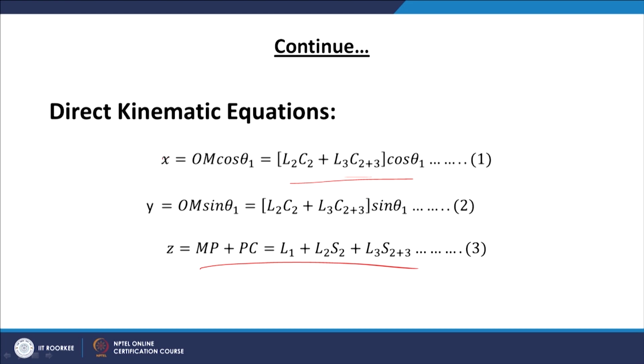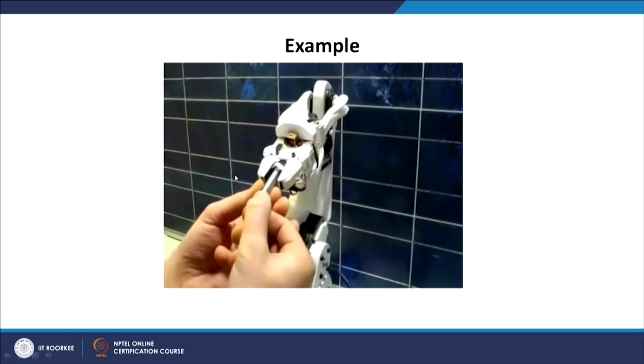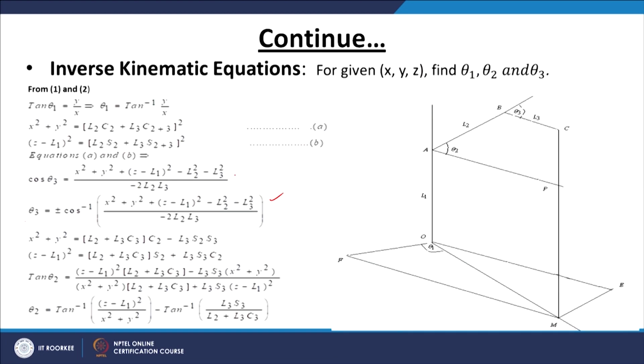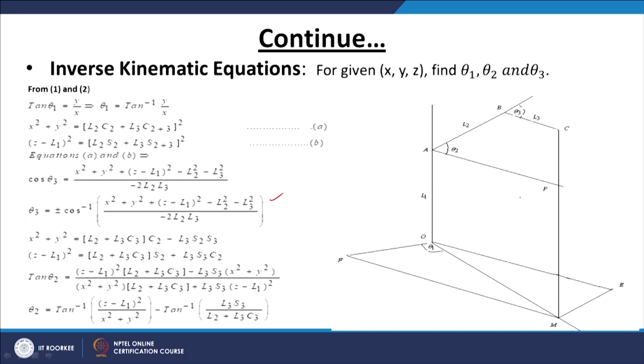From here, by just squaring x and y and adding, we get an equation similar to the 2-arm manipulator, and we get the inverse kinematic solution. First we get theta 3 and then we can get the angle theta 2, and theta 1 can also be obtained directly. Theta 1 can be obtained by dividing equation 2 by equation 1. We get tan theta 1 is y by x. So, theta 1 can be obtained from this.